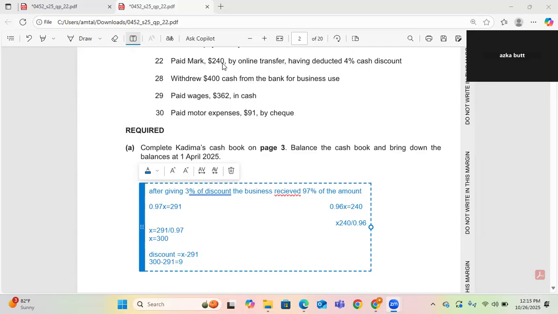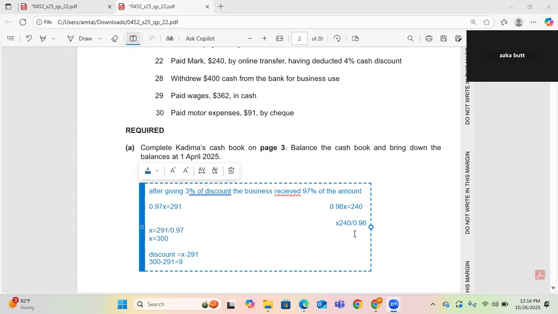So if we are paying 240 and we are receiving a 4% cash discount, it means that if we had to pay 100% of the amount, the original amount would be 0.96, meaning 96% of the original amount is what we are supposed to pay. So 0.96 multiplied by x, where we don't know the original amount, of course. Whatever amount we paid, that is 240. Now we need to find the original amount. This x is the original amount, so we will divide 240 by 0.96. The answer we get is 250. So 250 is the original amount.